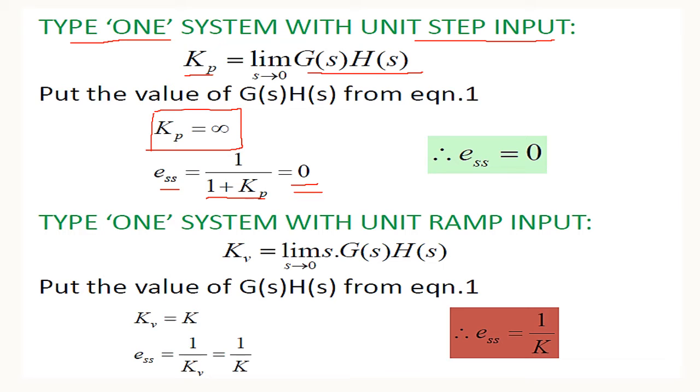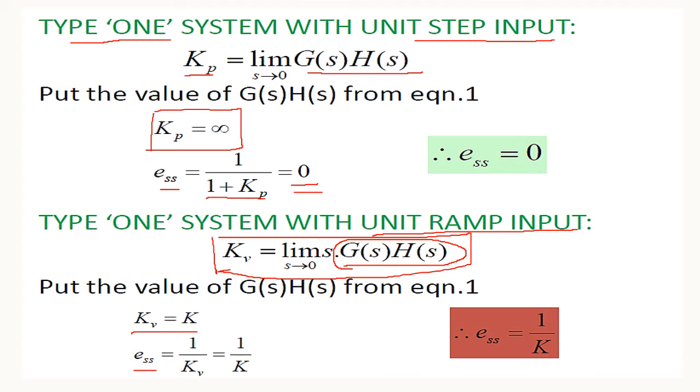Now for a type 1 system with unit ramp input, we can write the formula as Kv = limit s tends to 0 of s into G(s) into H(s), and this G(s) H(s) is the generalized equation. Again, when I substitute the value there, the answer we get is K. So ESS is 1 divided by K, some finite constant. So K indicates a finite constant.